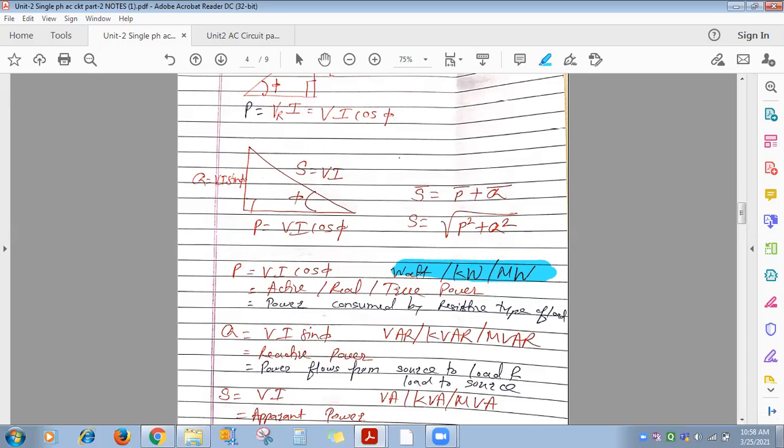Reactive load. Only resistive load. So like this you can define it. Active power is the power which is consumed by resistive type of load. Clear? Definition. MCQ question: power consumed by resistive type of load is called active power.